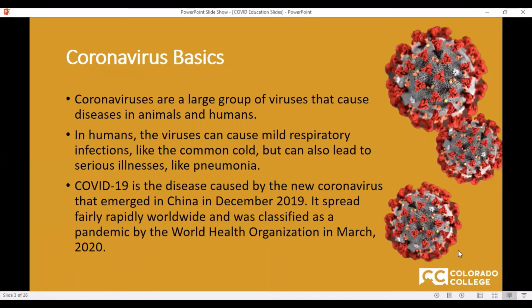Coronaviruses are a large group of viruses that cause diseases in animals and humans. The name comes from the shape of the virus, which looks like a crown or corona. In humans, the viruses can cause respiratory infections with a range of symptoms from mild, like the common cold, to more serious illnesses like pneumonia. COVID-19 is the disease caused by the new coronavirus that emerged in China in December 2019. It spread fairly rapidly worldwide and was classified as a pandemic by the World Health Organization in March of 2020.